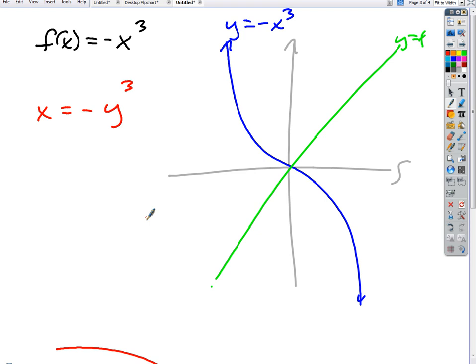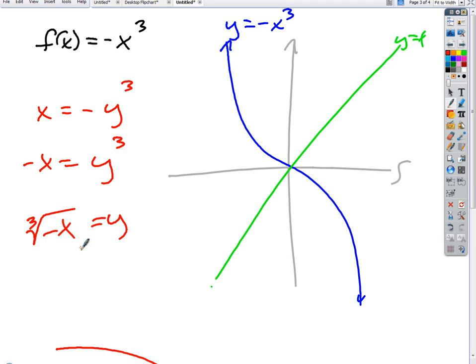What do I do to isolate y first? Okay, I got a multiplier, divide by negative 1. So negative x equals y cubed. And now what? How do I undo that power? Cube root. Okay. So y equals the cube root of negative x. Do I need a plus or minus? No, I don't, because it's odd, right?